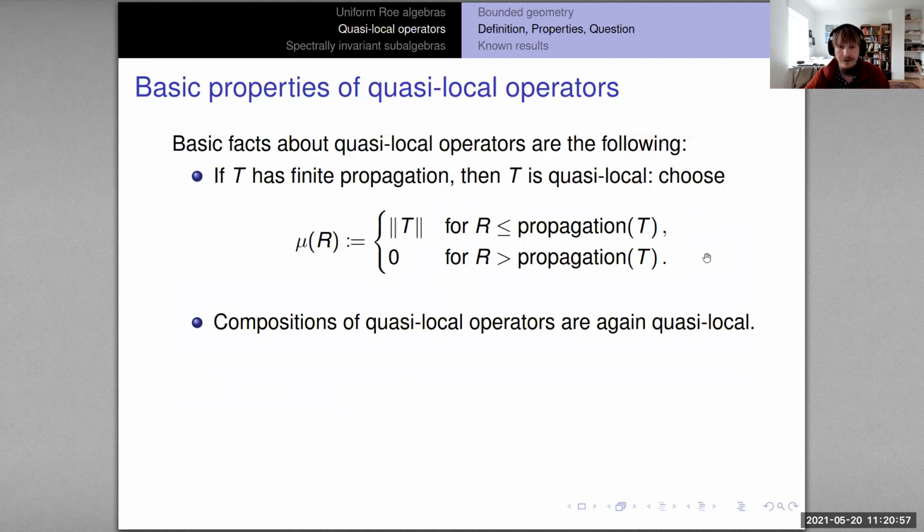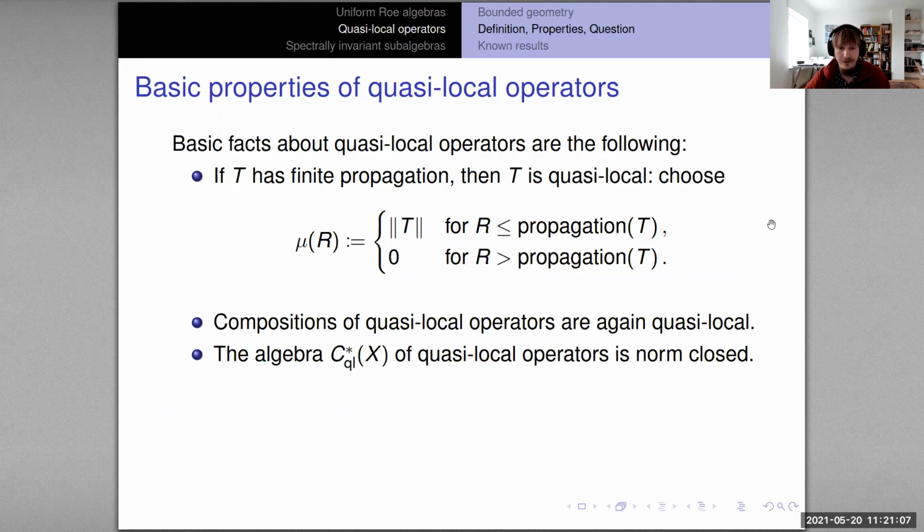What you can also check is that the composition of quasi-local operators is again quasi-local. That's not completely obvious. One has to think for a minute or two about this. And what you can also prove is that the algebra of quasi-local operators is norm-closed. Or phrased differently, if you have a sequence of quasi-local operators converging in operator norm, then the limit operator will also be quasi-local. That's also something where you have to think for one or two minutes to see that this is true. So that's not immediately completely obvious, maybe.